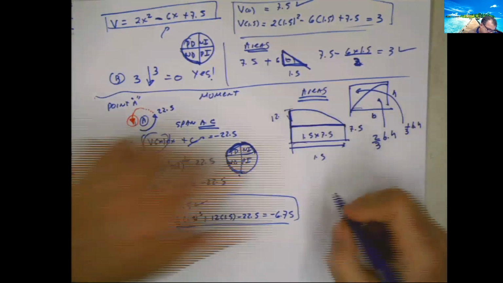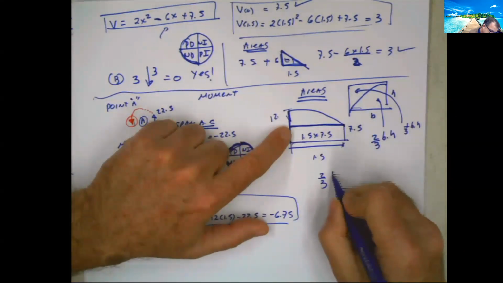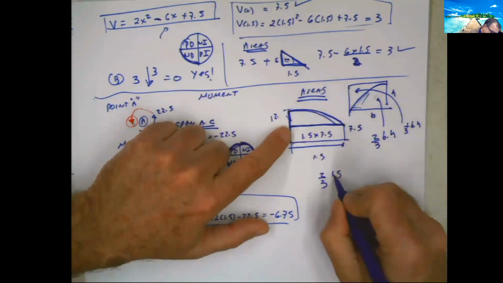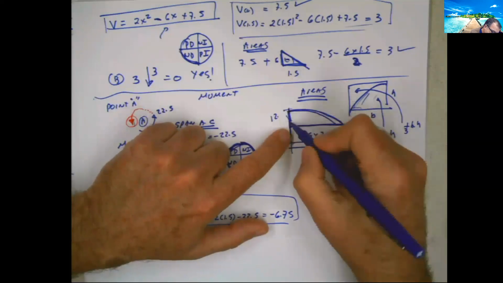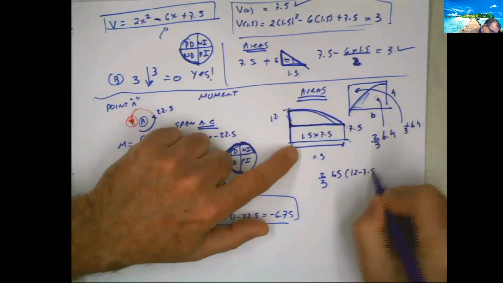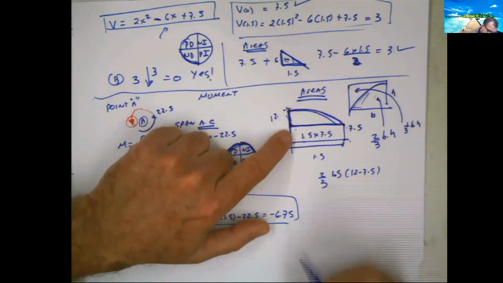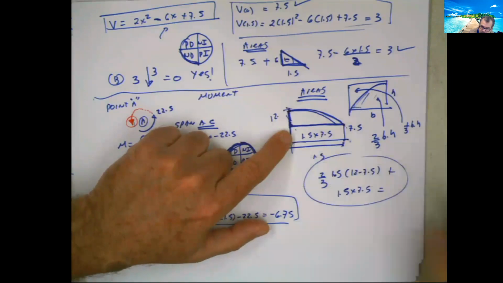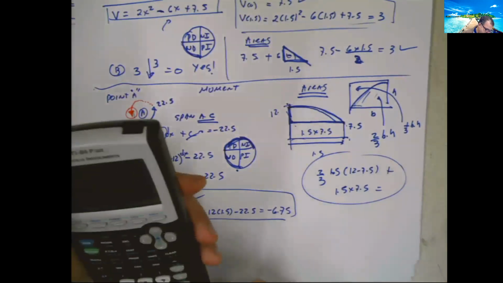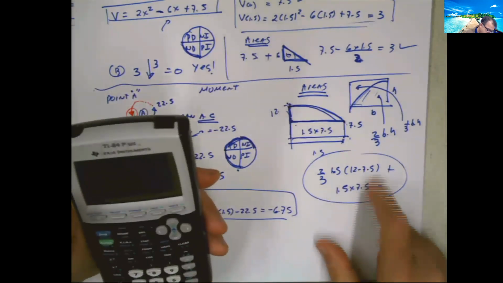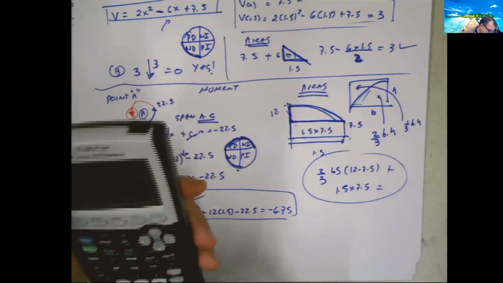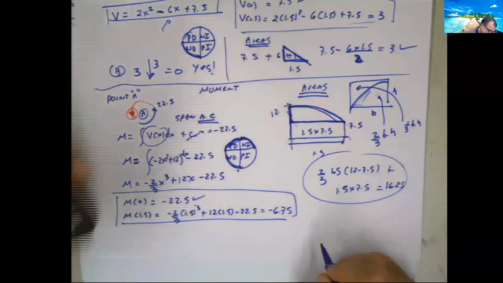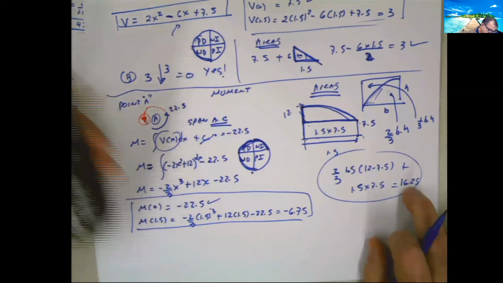So in our case, the area of this is going to be 2/3 of 1.5 because it's the fat part, this part, the fat part. 2/3 of B, 1.5 times H, but H is not 12. H is 12 minus 7.5. This is 7.5, this is 12, this is 12 minus 7.5. Plus the area of the rectangle. And the total area there will be 1.5 times 7.5, 11.25 plus 5, 16.25. This is 16.25, the area.